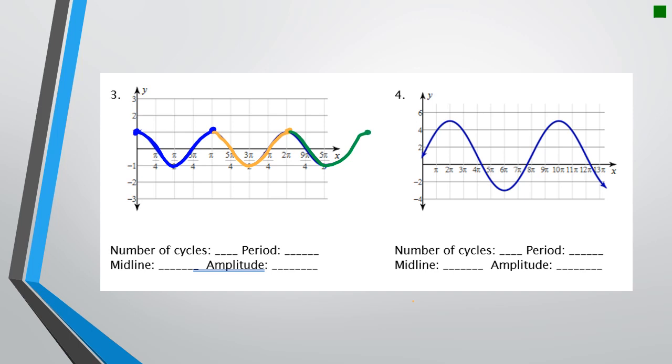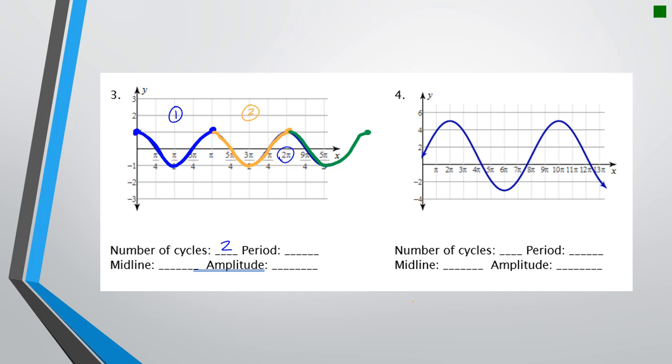Okay, so the question it asks us first is how many cycles are there between 0 and 2 pi? So 2 pi is over here. So I have the blue cycle, and then I also have the yellow cycle. Those both fit within 2 pi. So my answer is that there are 2 cycles between 0 and 2 pi.